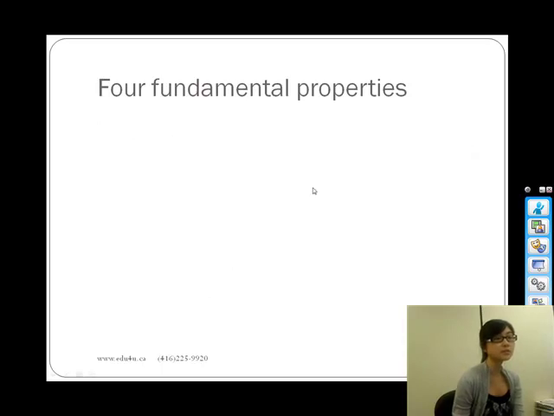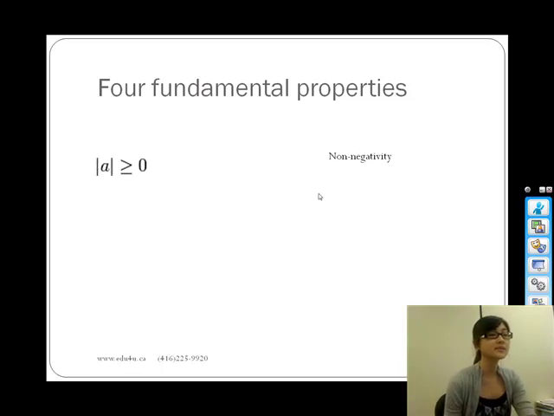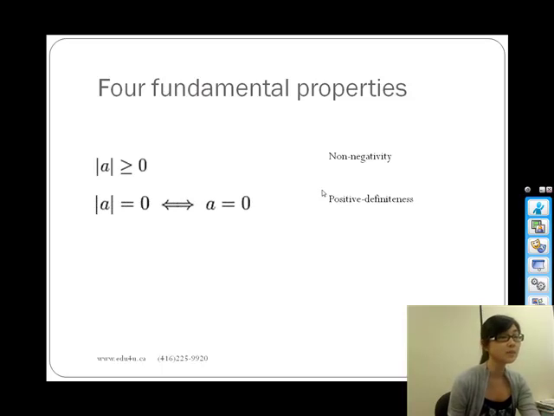There are four fundamental properties of the absolute value. First one is non-negativity, in which the absolute value of a is bigger or equal to 0, which means that the absolute value of a is always non-negative. The second one is positive definiteness, in which the absolute value of a is equal to 0 if and only if a is equal to 0.